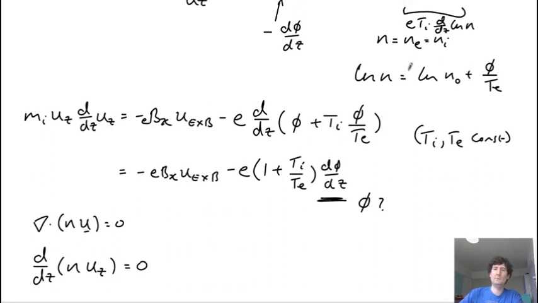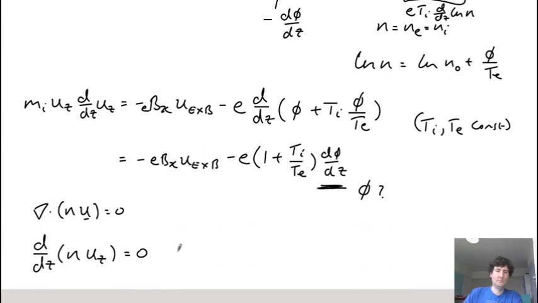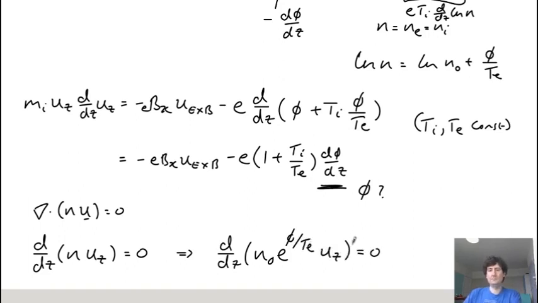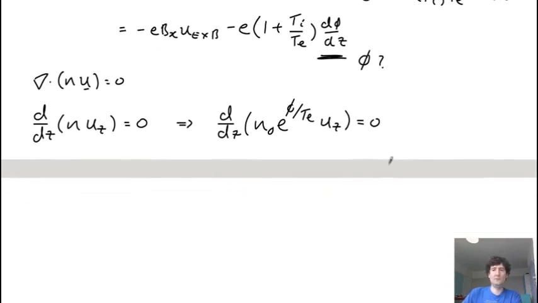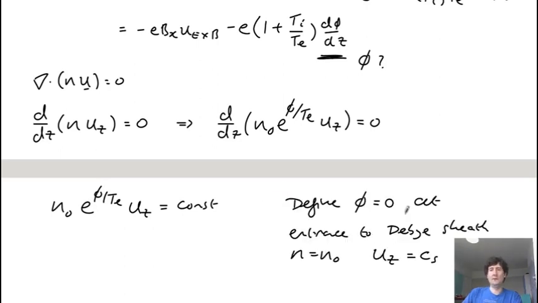Again, putting in n from the Boltzmann relation, we have d by dz of n naught e to the phi over T_e times u_z equals 0. And so we just integrate this up trivially, and it says that n naught e to the phi over T_e times u_z is a constant. And then we can choose our constant by defining phi equals 0 at the entrance of the Debye sheath, so at the Bohm condition. So at the entrance of the Debye sheath phi equals 0, and so this e to the phi becomes 1.